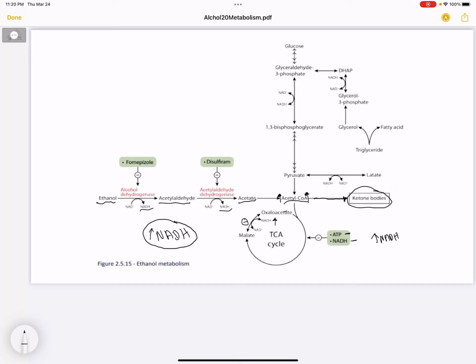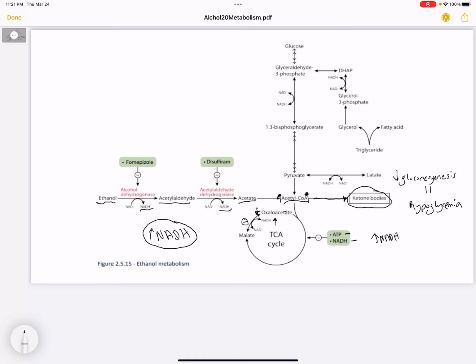Now, if this step gets inhibited, then we're going to have low levels of oxaloacetate. And as we talked about previously, oxaloacetate is used in gluconeogenesis. So if we have low levels of oxaloacetate, then gluconeogenesis is going to be downregulated, and that in return could cause hypoglycemia, and that is what we see with alcohol abuse. You see hypoglycemia in those patients.